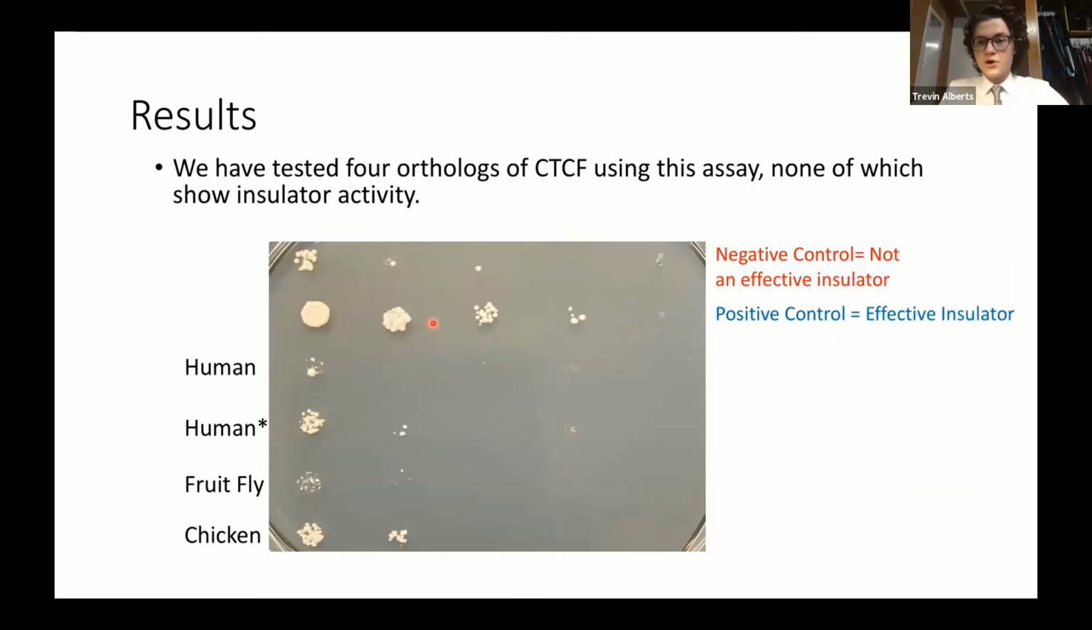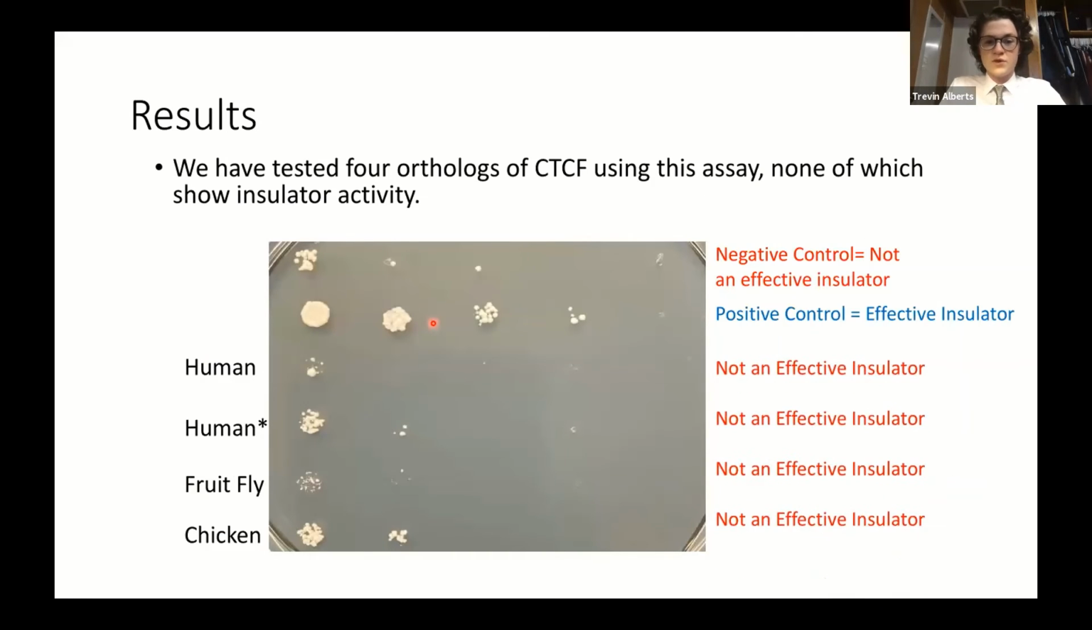So here are our results. These are the 4 orthologs of CTCF that we used during this assay. We used CTCF from a human, a mutated CTCF from a human, a fruit fly, and also a chicken. And you can see the negative control and positive controls acted as shown in our last slide.